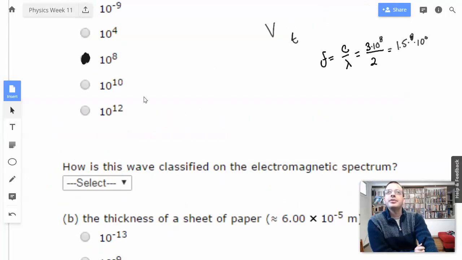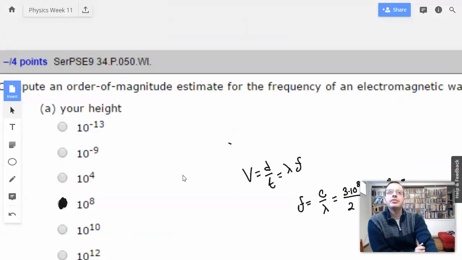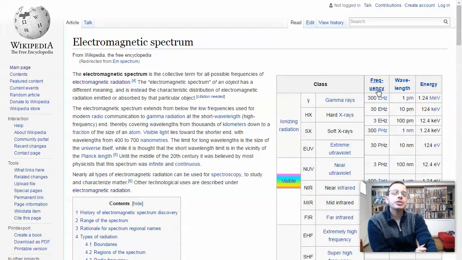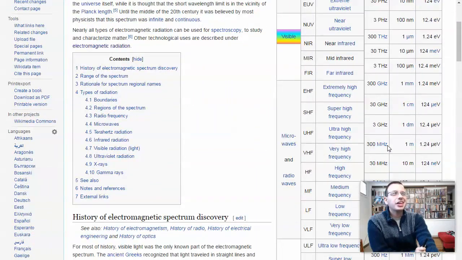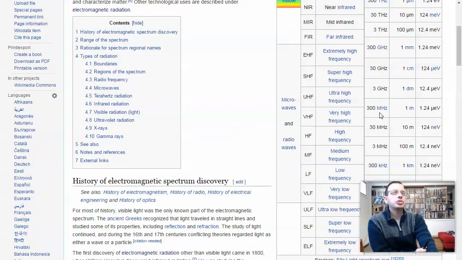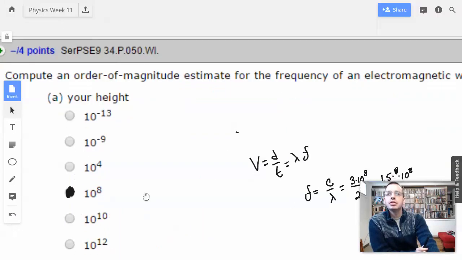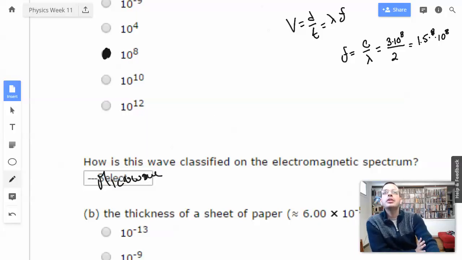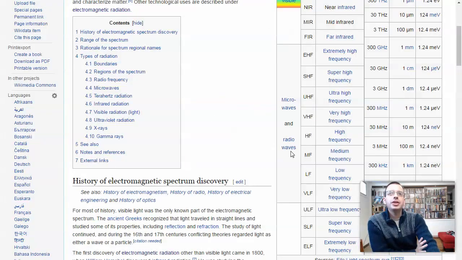So we have a frequency of 10 to the 8th. So let's see here. What is 10 to the 8th? So that's like 300 megahertz. There's 100, 10 to the 6, 10 to the 8th. Yeah, okay. I'm going to call that a microwave. Microwave. Or you could also call it a radio wave. That seems reasonable.